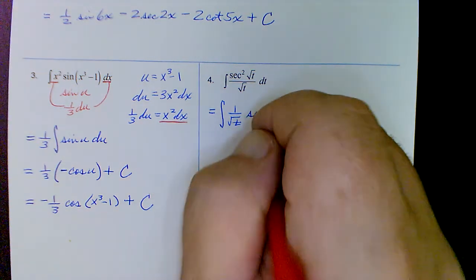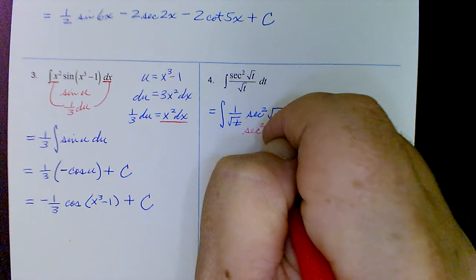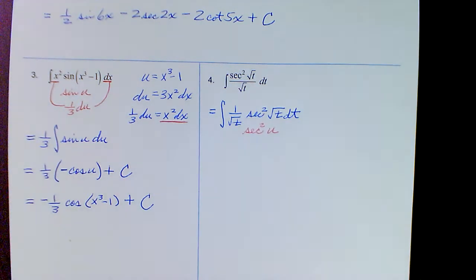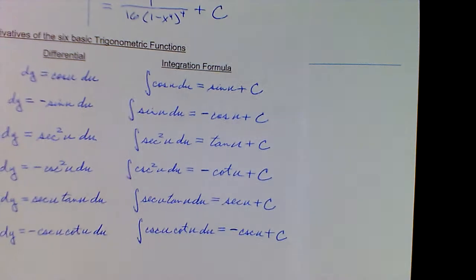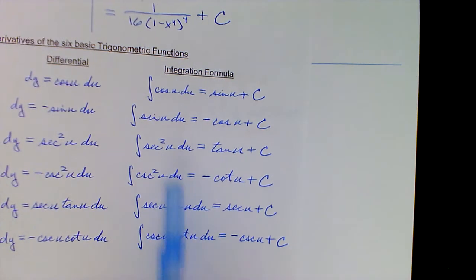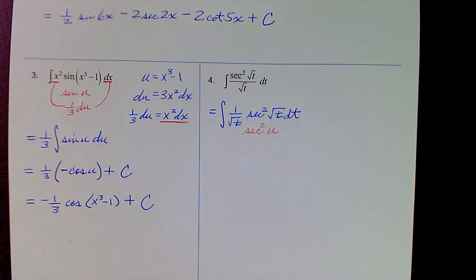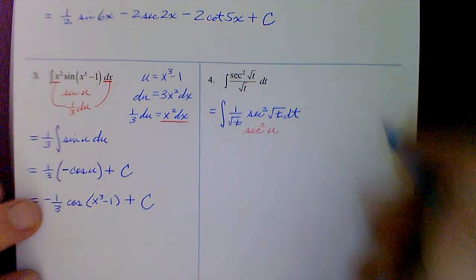So if this is going to fit an integrable form, we would first consider secant squared of u. And look amongst the list of the integration formulas, the antiderivatives of the derivatives. Secant squared is there because it's the derivative of tangent. So we know we're on our way. We just have to follow through with the u substitution.